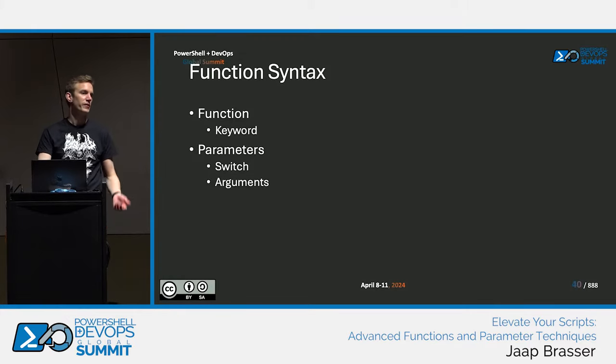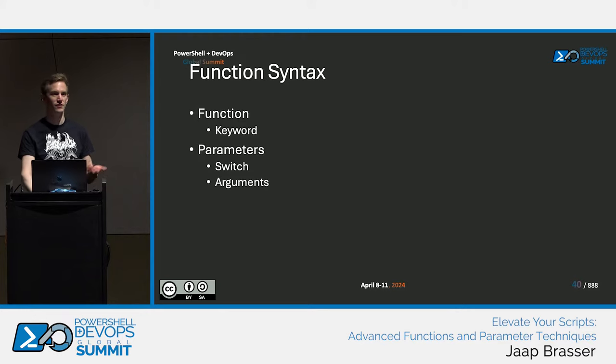And we have the normal parameters that take arguments, like Get-ChildItem -Name. And for the arguments, you can set specific types. That's also encouraged whenever you're writing your functions, to make sure that you set up your types for all the different parameters, so you can do input validation based on that. We'll also go into that when we get to parameters, how we can make sure that the input is exactly the way it's supposed to be.